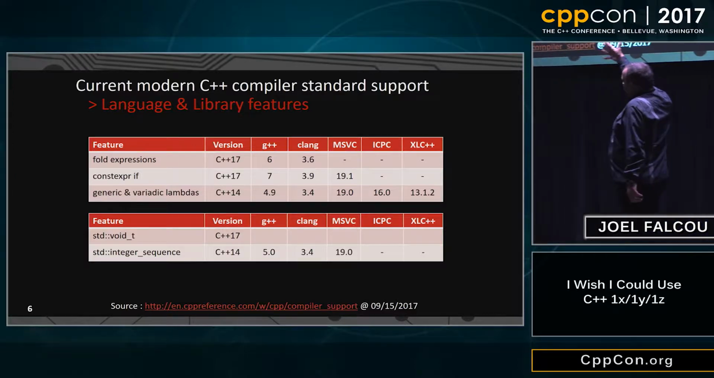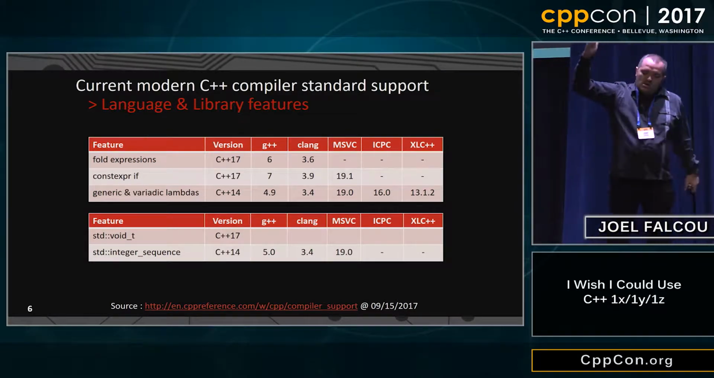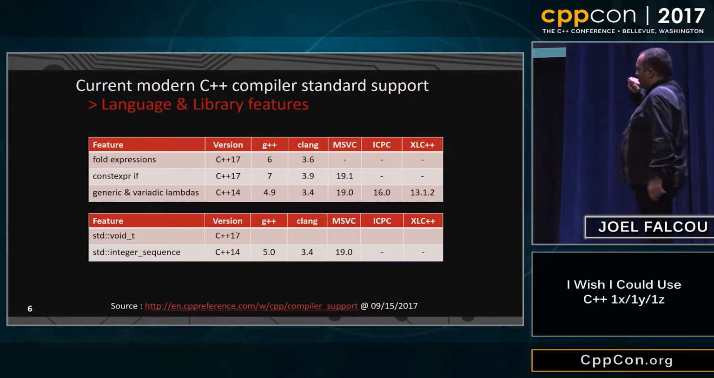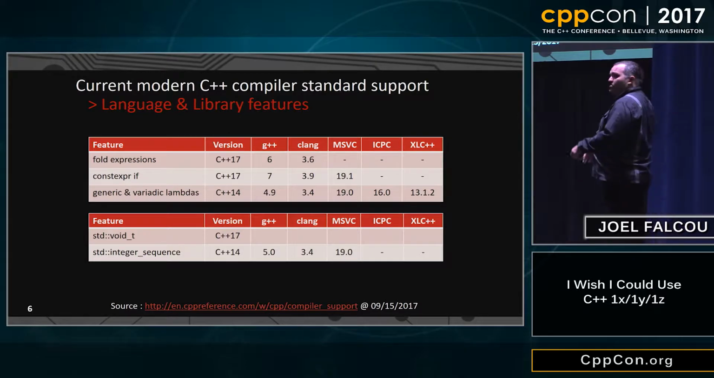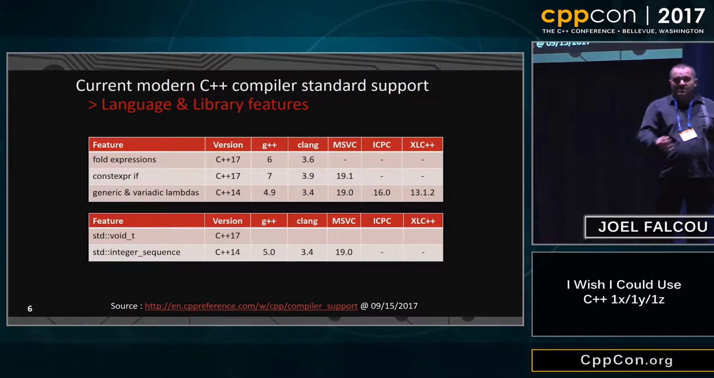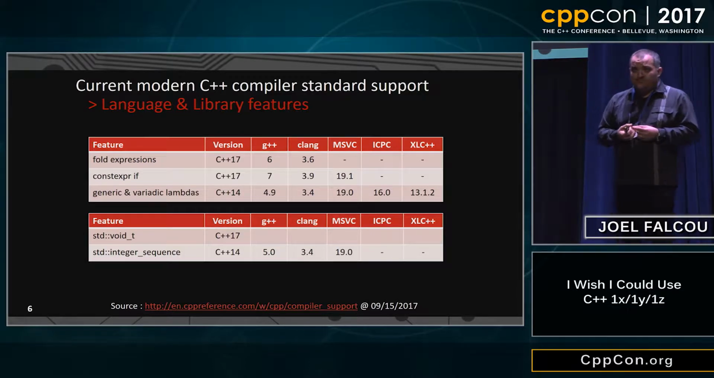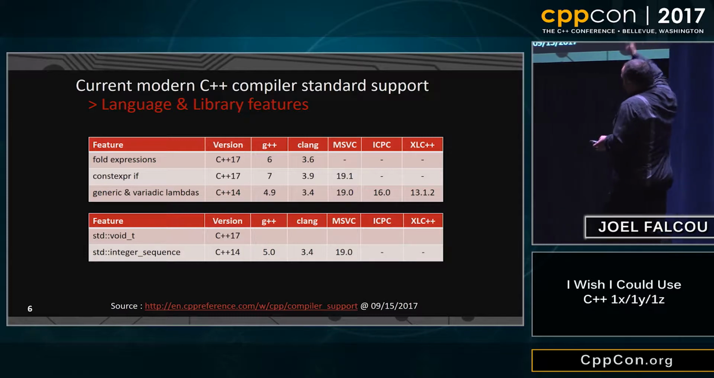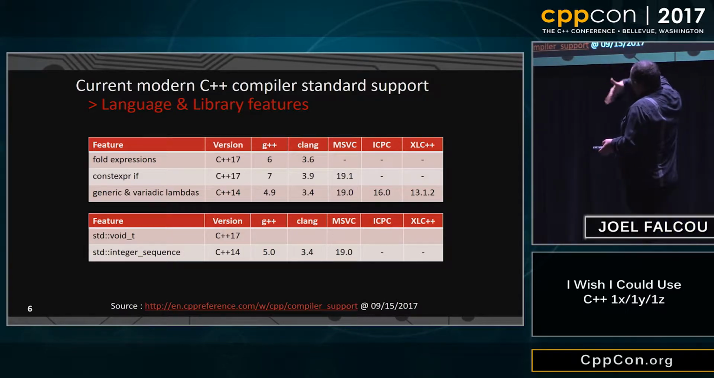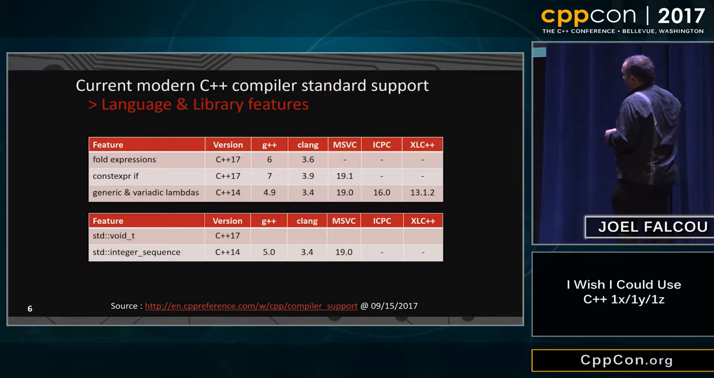A bunch of things that you probably saw already if you went to either Jason or Kate's talk are the fold expressions, the constexpr if, and the generic and variadic lambda functions. Those are three of the very coolest things that C++ can now provide. And if you look at how they got into different compilers, you see that there is a lot of timing differences between versions, and some compilers still don't support them altogether.